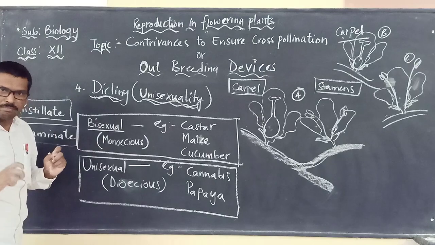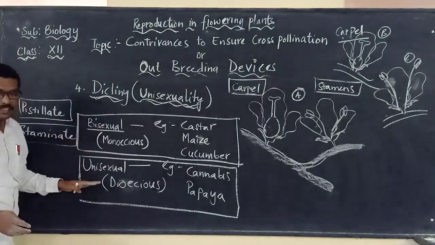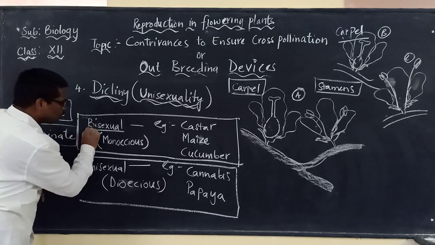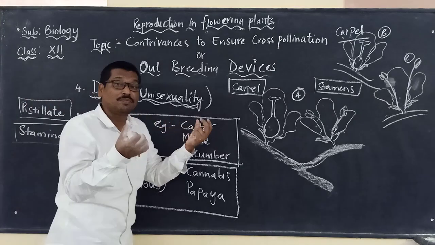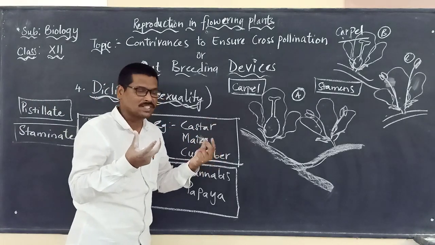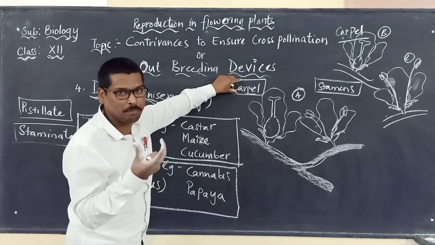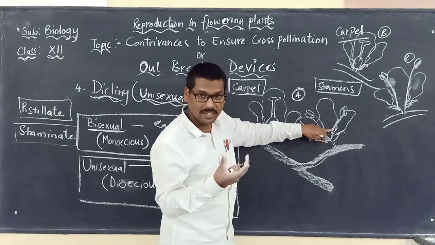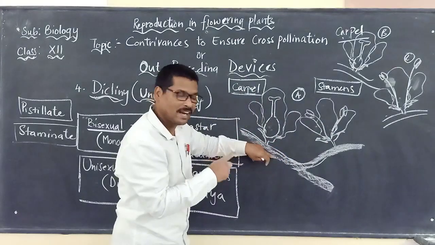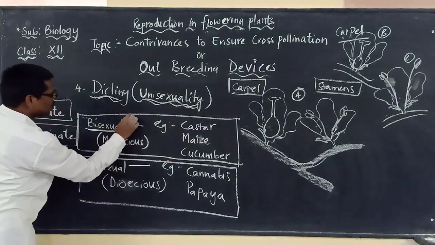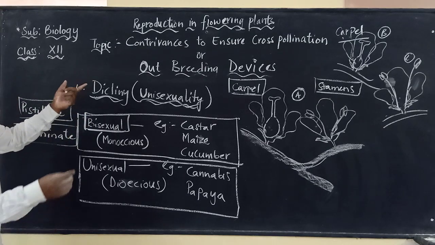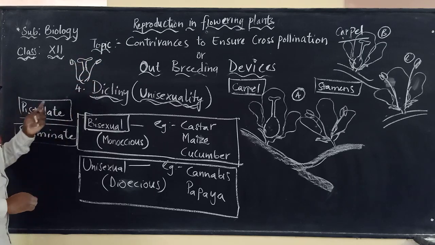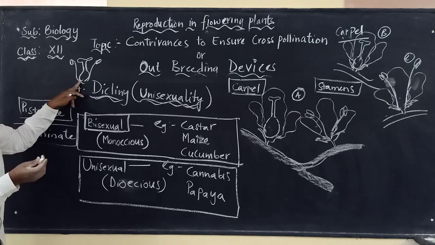Keeping that information in mind, now we can speak of bisexual and unisexual flowers. So bisexual means what? The carpel, the female part, and the stamen, the male part, are present in the flower. We already studied that a bisexual flower is a flower which has both the sex organs. This is also right. A flower which has both the sex organs.